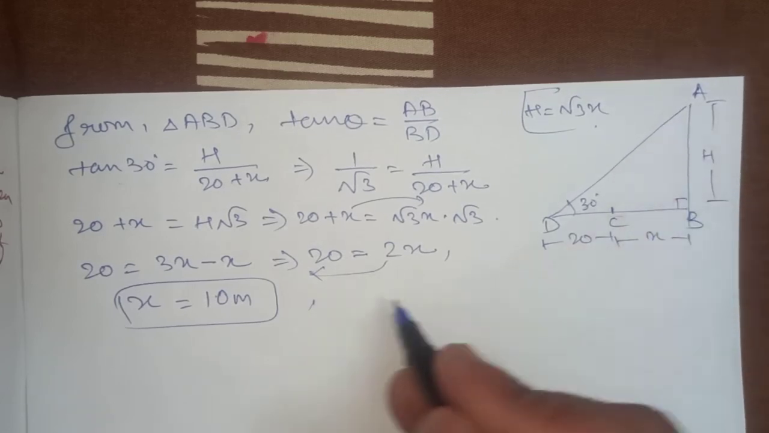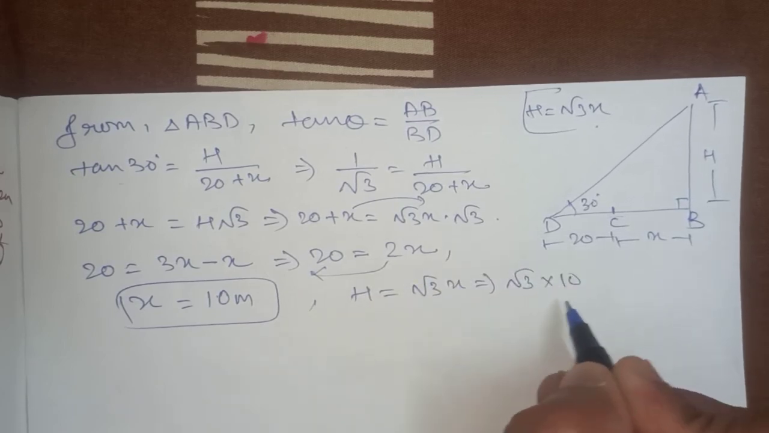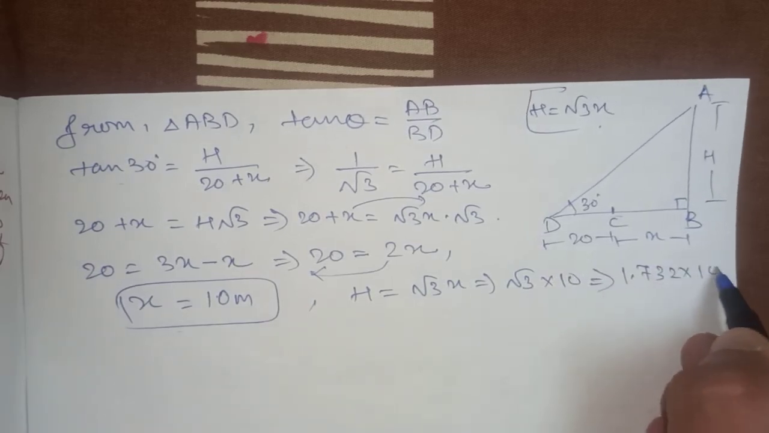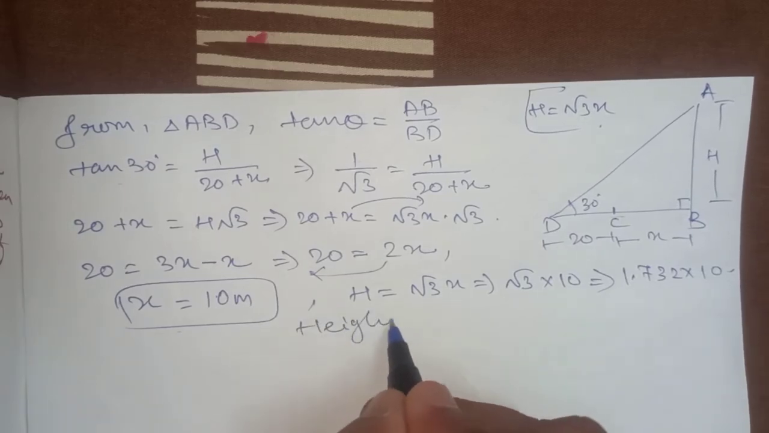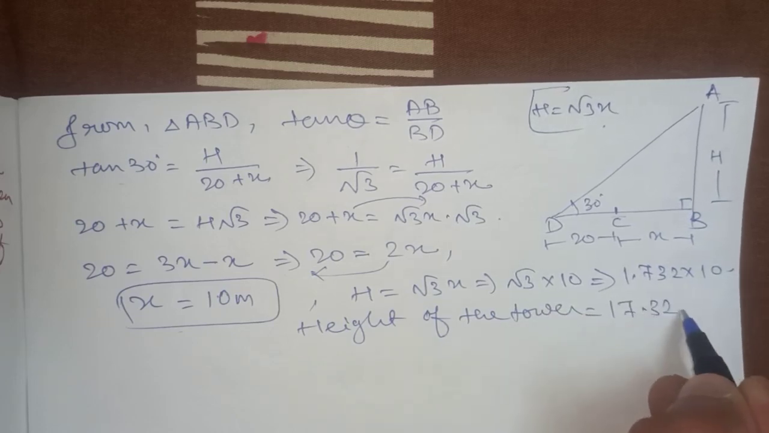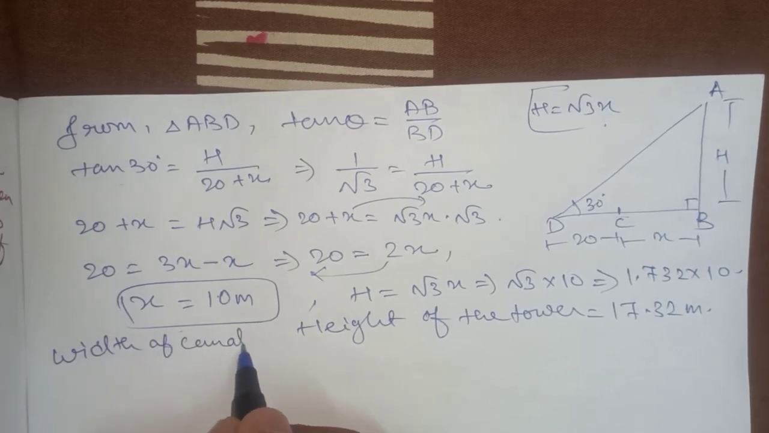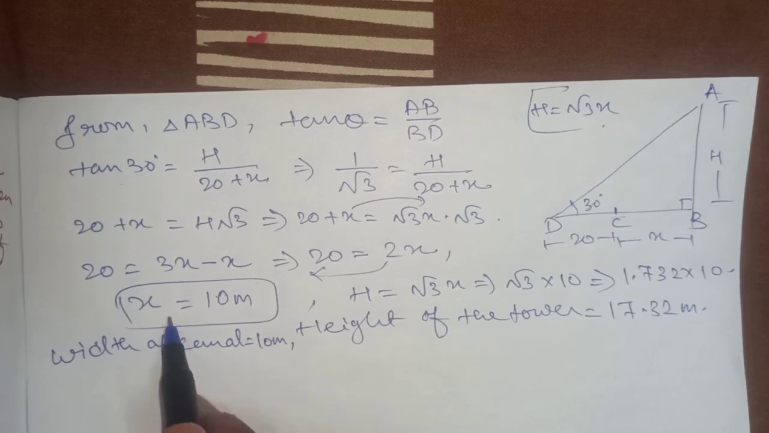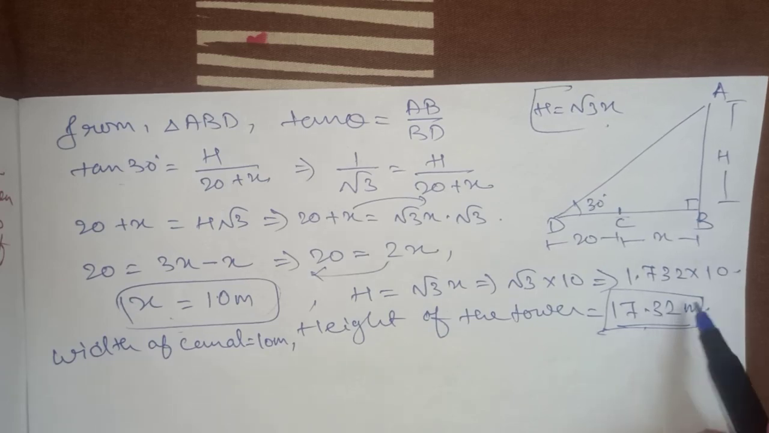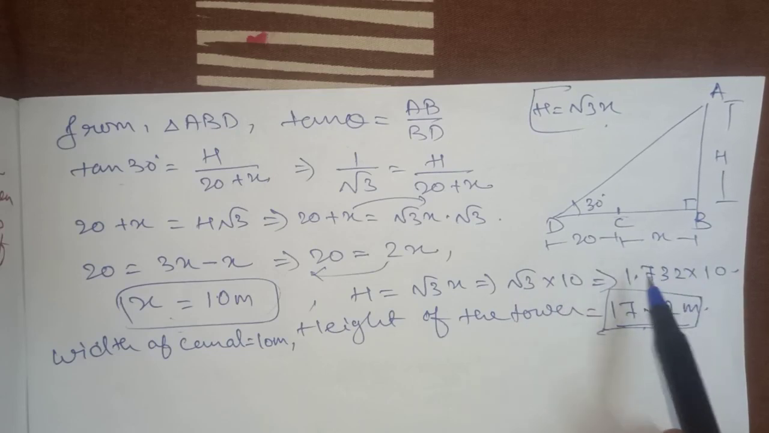Now the height of the tower, h equals root 3 x, root 3 into 10. The value of root 3 is 1.732, into 10. So we will get the height of the tower is 17.32 meters, and the width of the canal is 10 meters. This is the width of the canal, this is the height of the tower we got. Understood? In this way we can easily calculate the width of the canal, the height of the tower, or whatever is asked in the question.